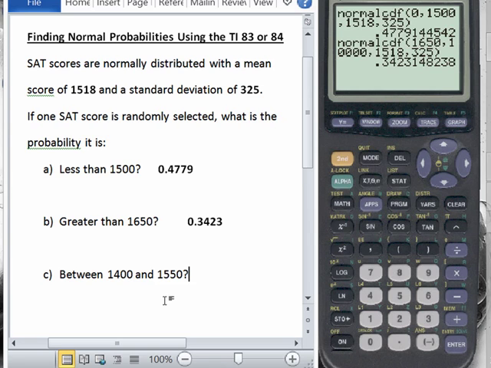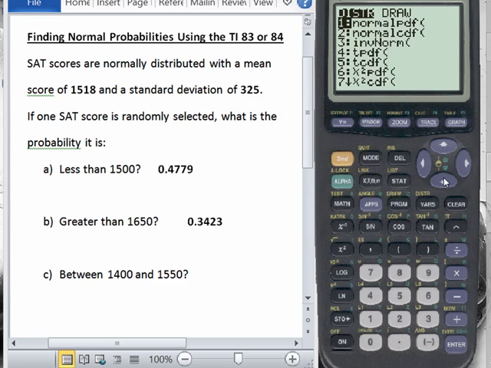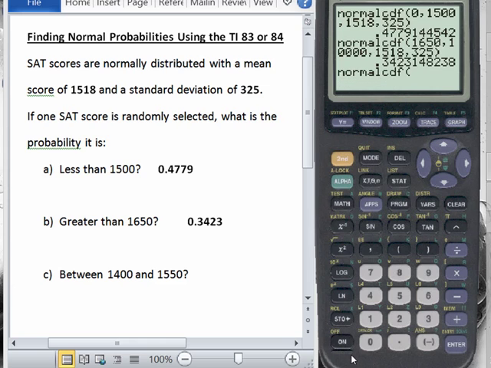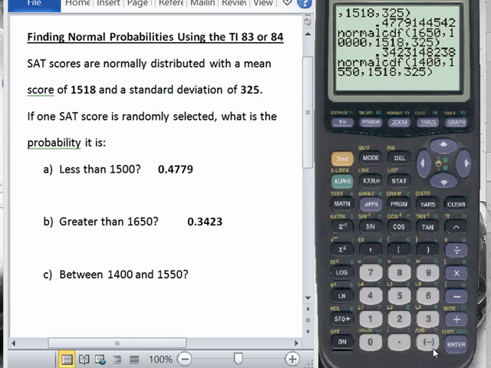Okay. Finally, the last question asks us, what's the probability that that randomly selected score is between 1400 and 1550? So, bring up the normal CDF, I'm going to redo this just so we see. Second, vars, that's distribution. Scroll down to normal CDF. Then putting the two numbers, so the lower limit and upper limit are given in this one, so I can actually put them in. 1400, comma, 1550, comma, the mean is 1518, comma, 325, standard deviation, close parentheses, enter.